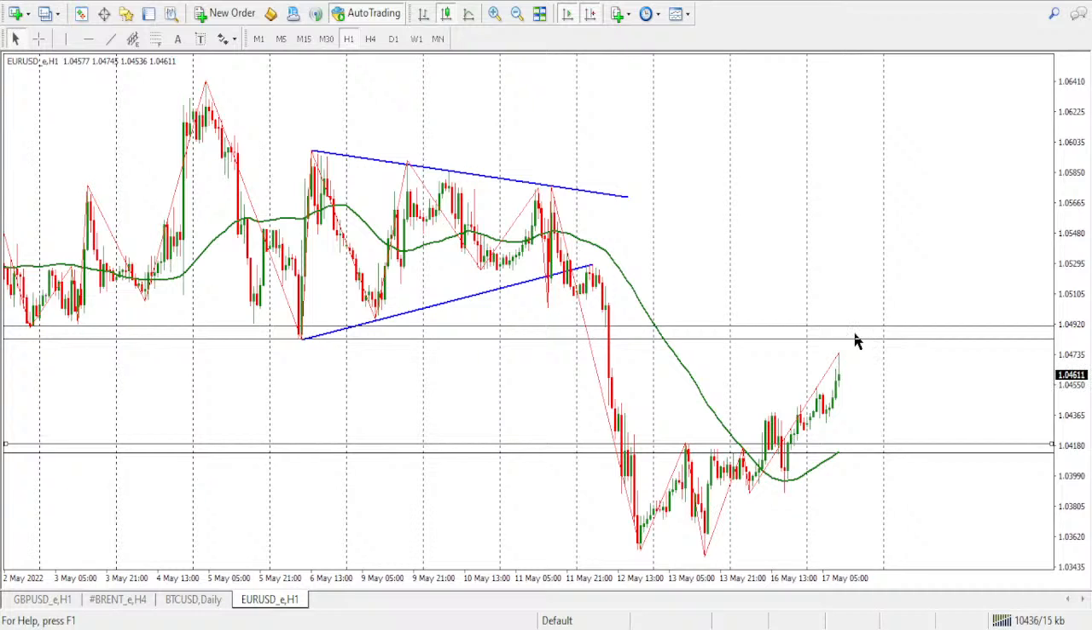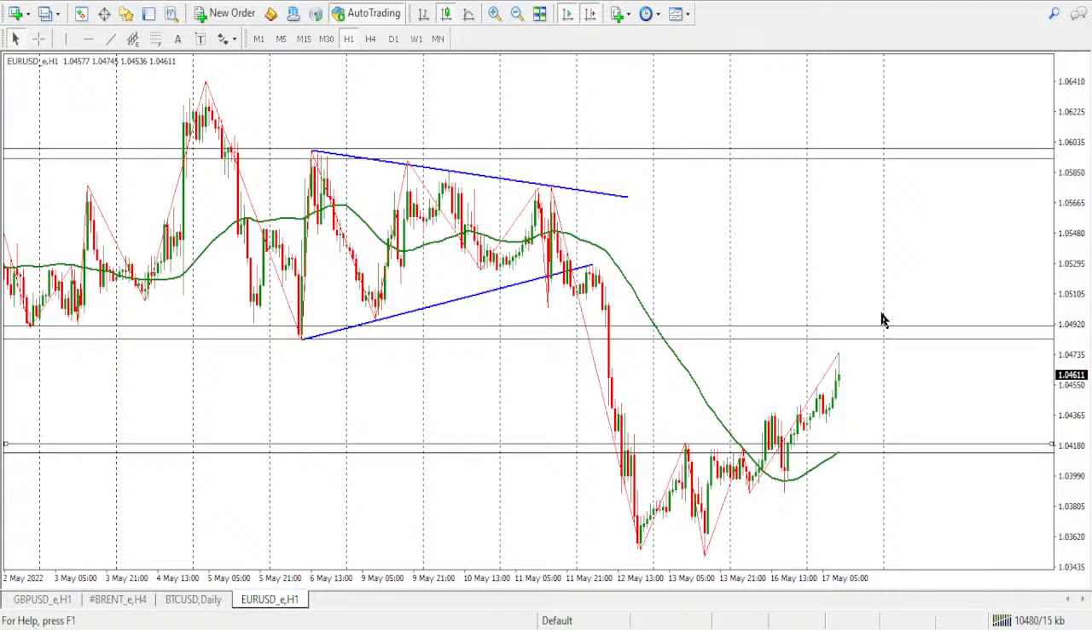If the price touches it, we may want to look for a sell position, and in case the price successfully breaks above it, then that will be a sign that we may see a continuation to the upper side, at least up to this level here. So technically, we are expecting buyers to push price at least up to this point here.